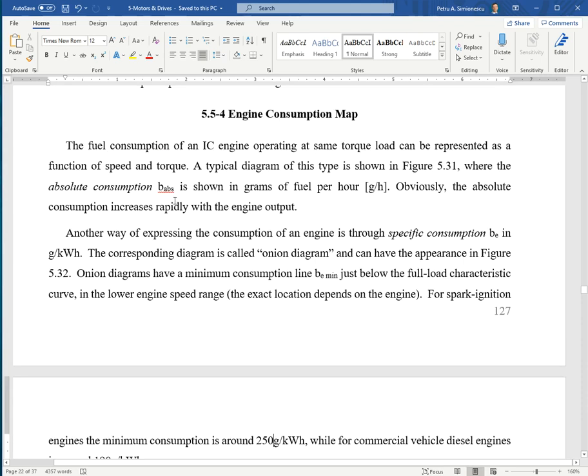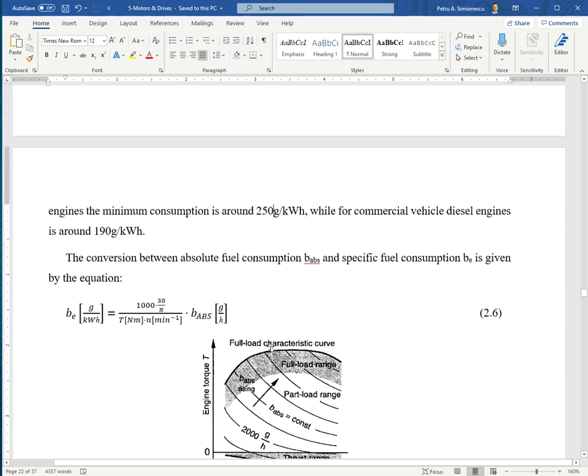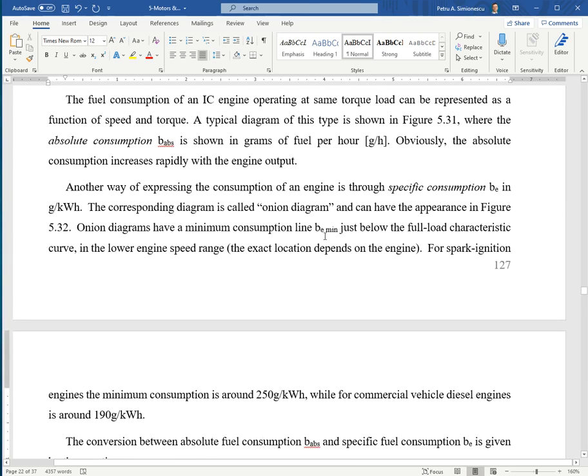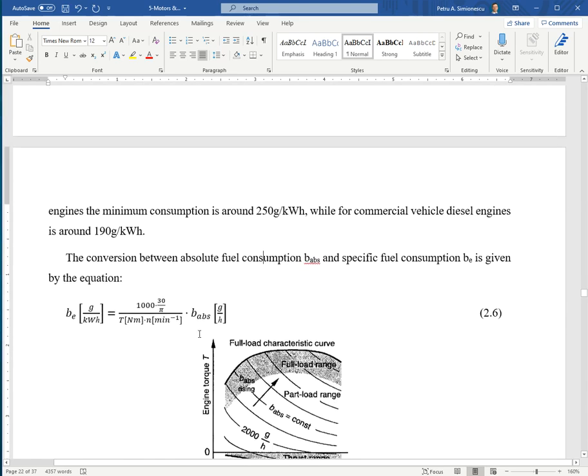Let's see, have I absolute? Okay, so I could change these to ABS. All right, so and then specific. Yeah. Okay, so now we're fine.